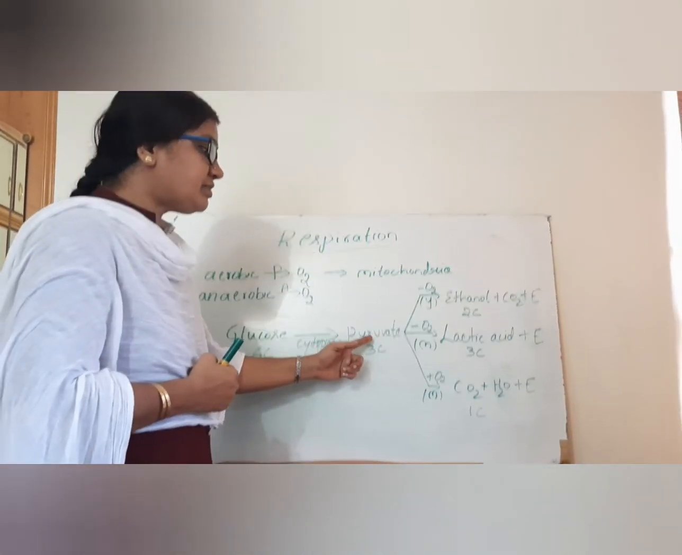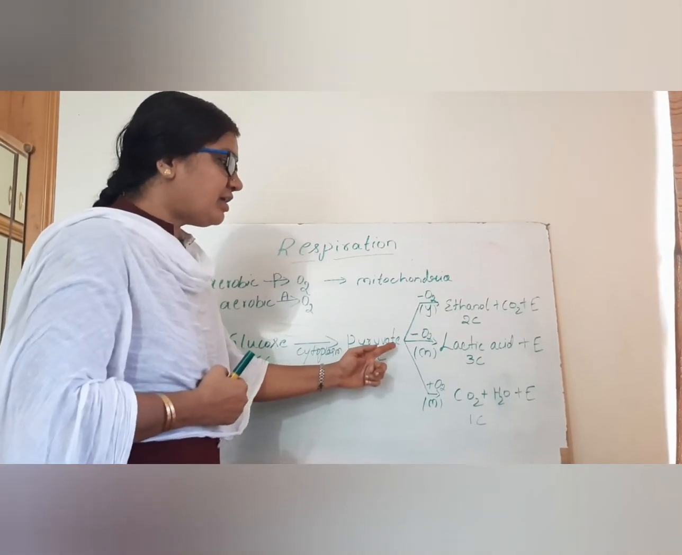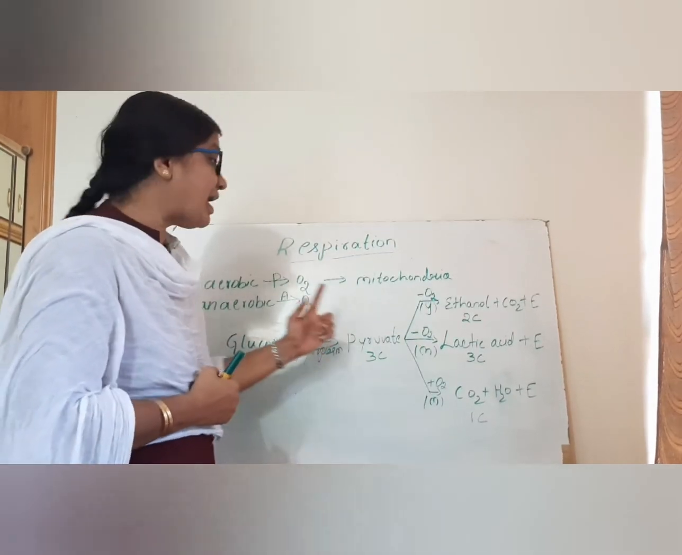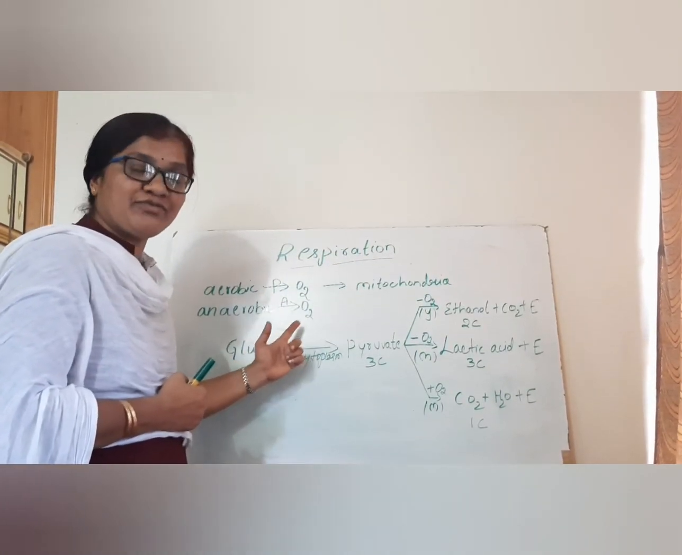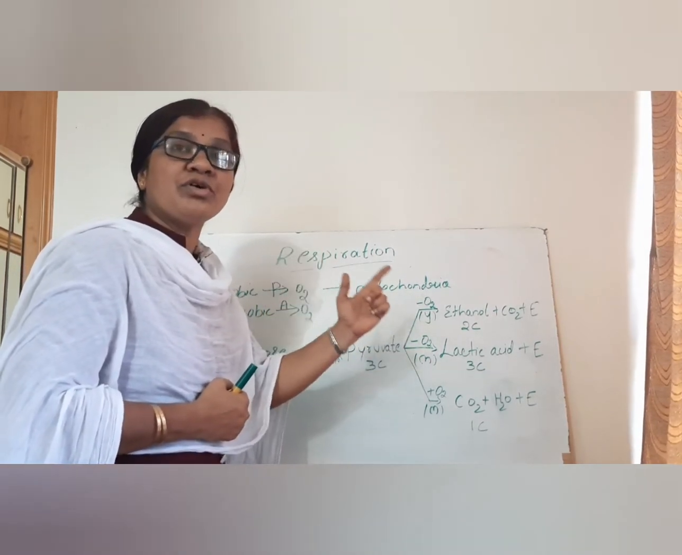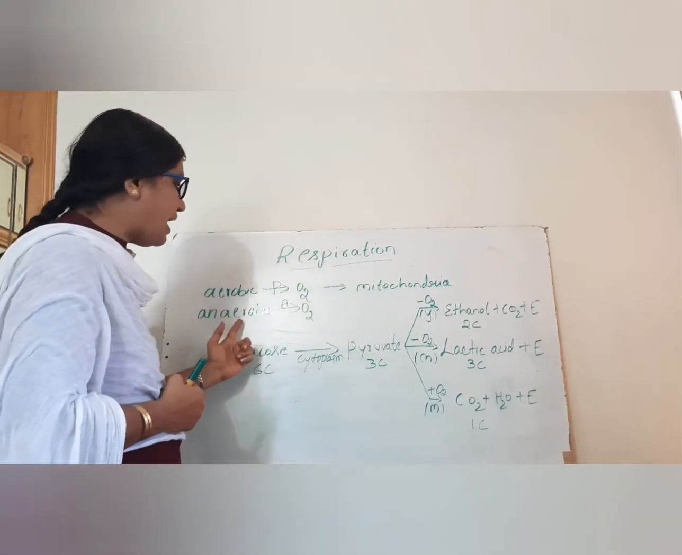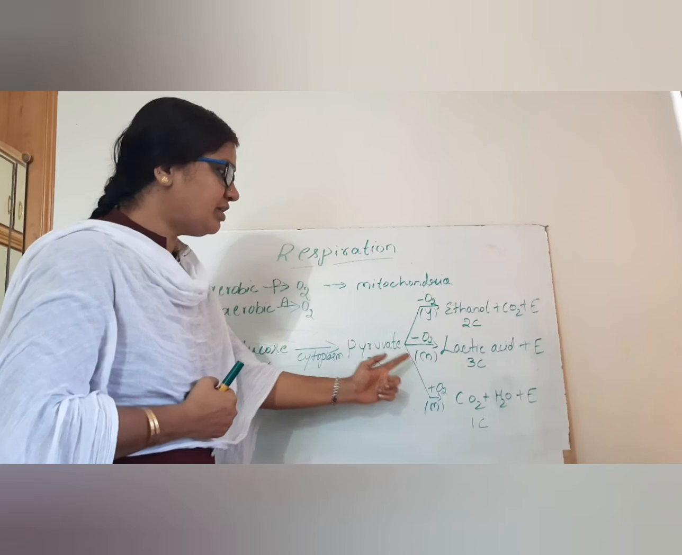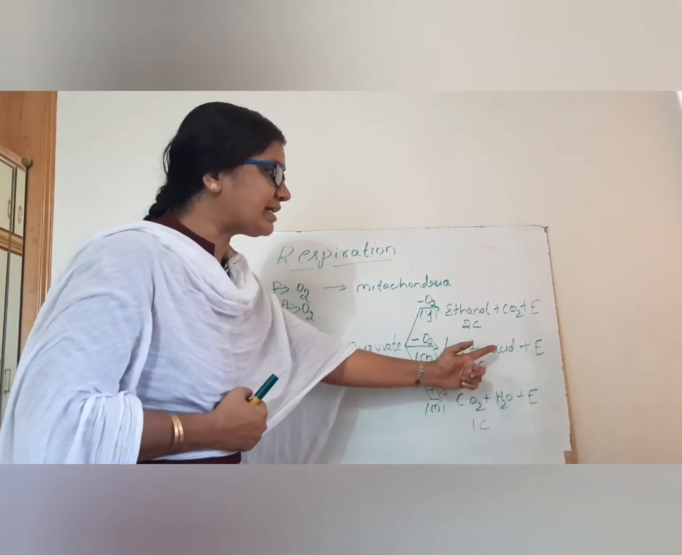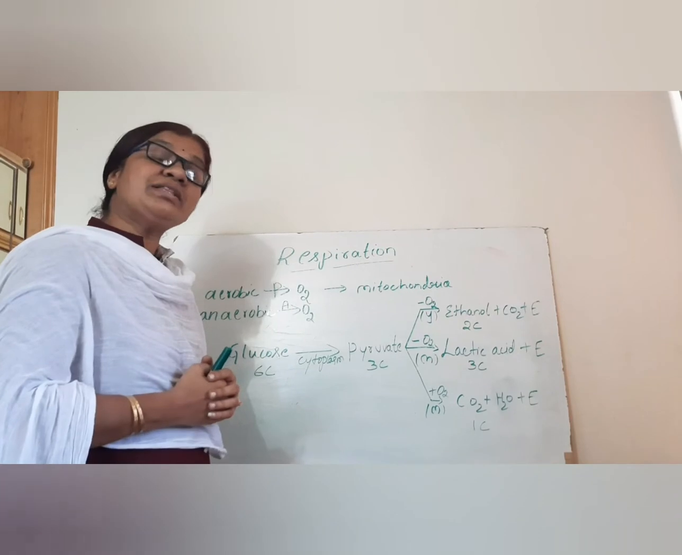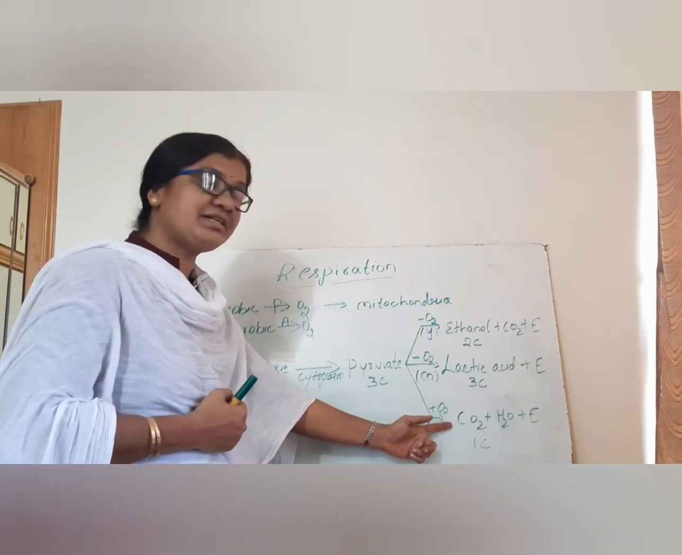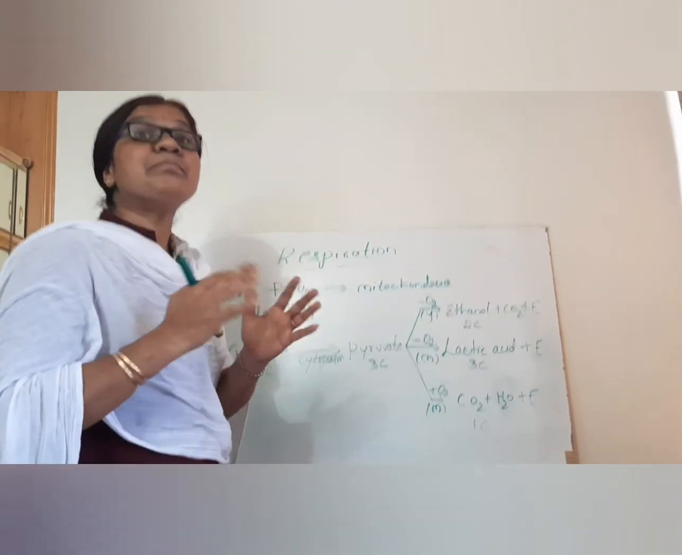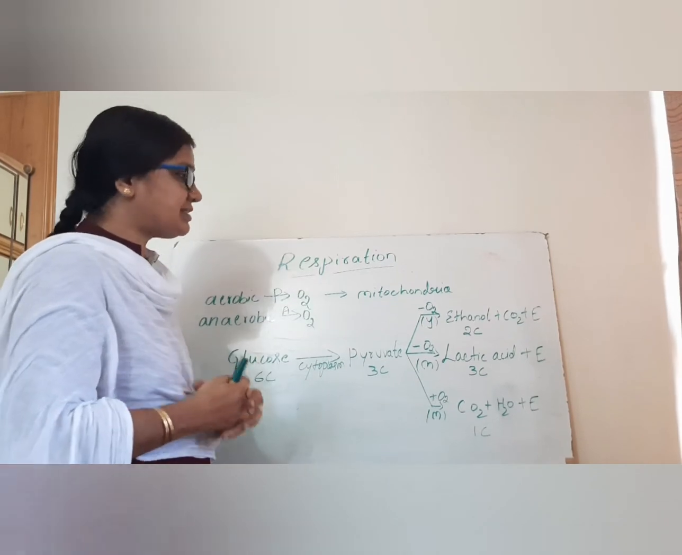Next, when the pyruvate doesn't obtain any oxygen, then it undergoes anaerobic respiration. As I said already, if there is no availability of oxygen, then it undergoes anaerobic respiration, which I have written as minus. In the absence of oxygen, the pyruvate converts into lactic acid and energy. This lactic acid is formed in the muscle cells.